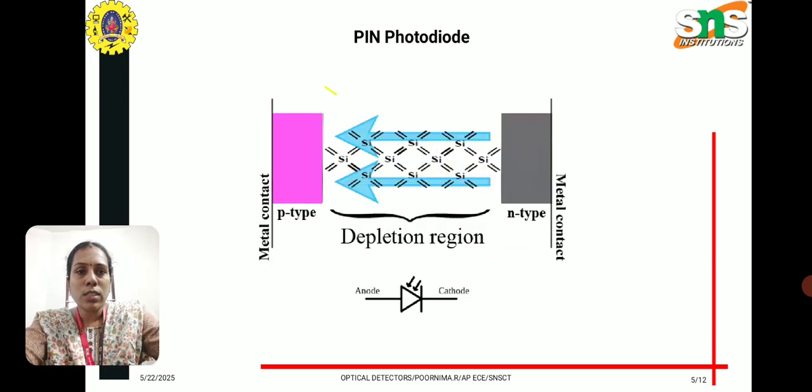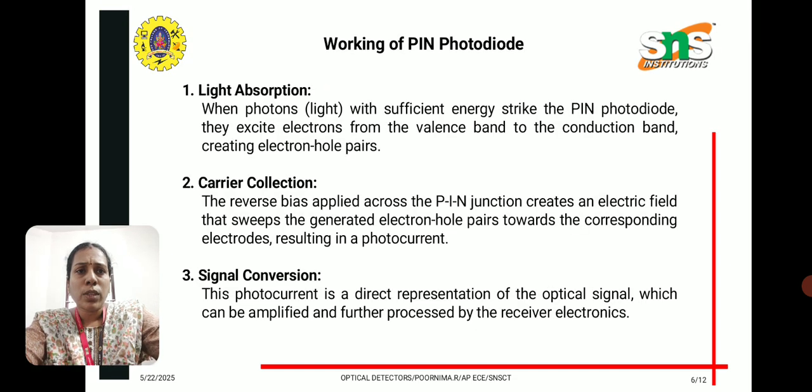And we can see in this diagram where p-type and n-type material are separated by a depletion layer. When light signal photons strike the material, here in the intrinsic region, electron and hole pairs are generated. So this is the working of the pin photodiode.